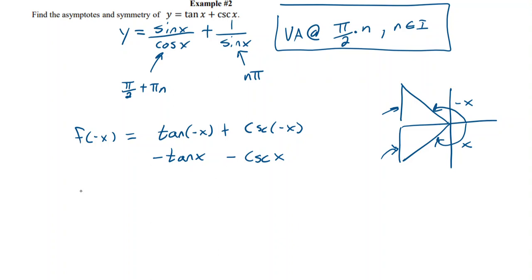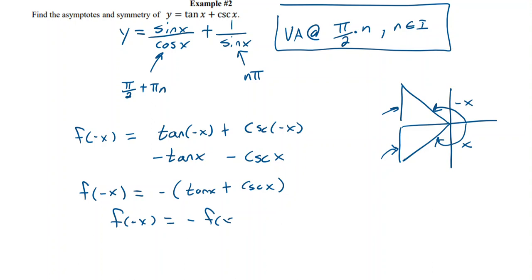So then from there, let's just do one last step. I'm just going to factor the negative out of this now. So we've got negative bracket tan x plus cosecant x. Okay, so this is the same thing as saying f of negative x is equal to negative f of x. Okay, so therefore we have an odd function. So therefore, odd symmetry.